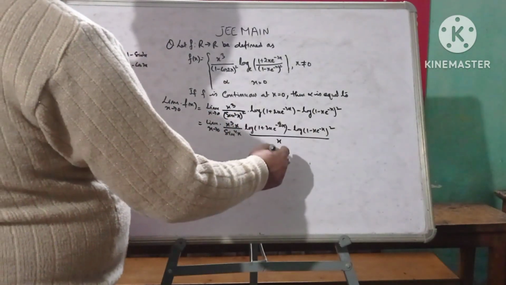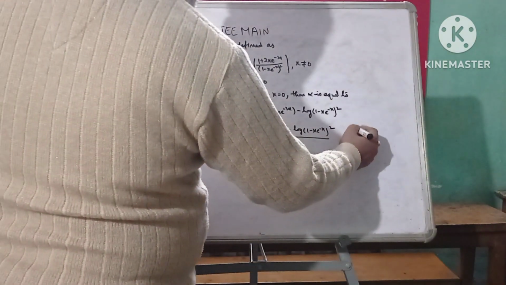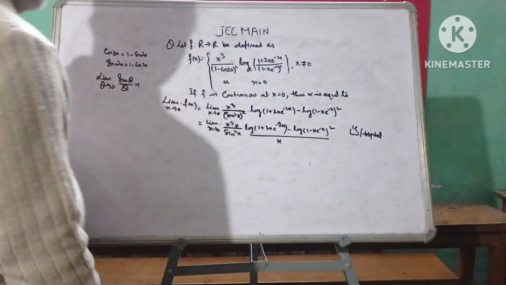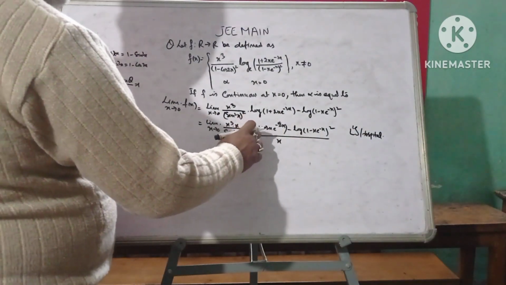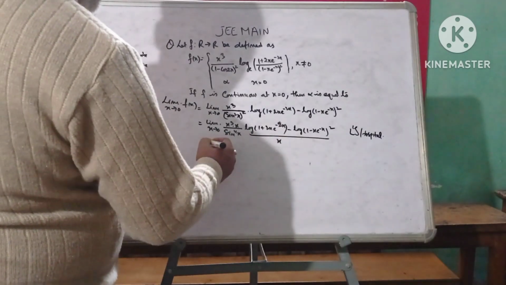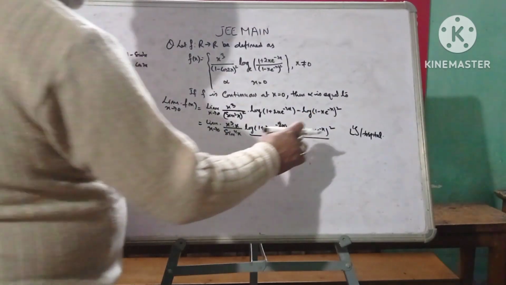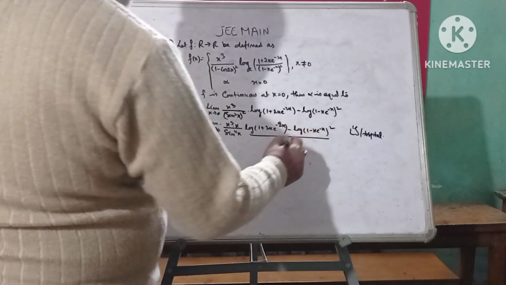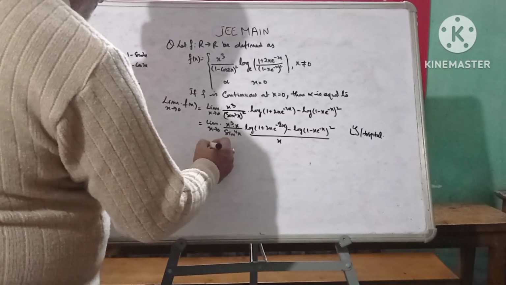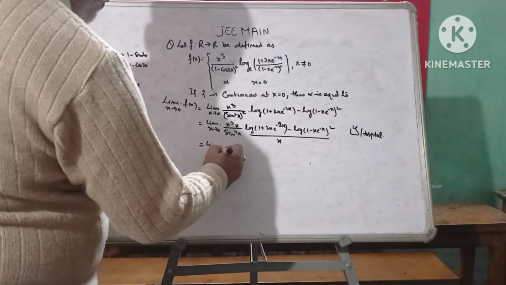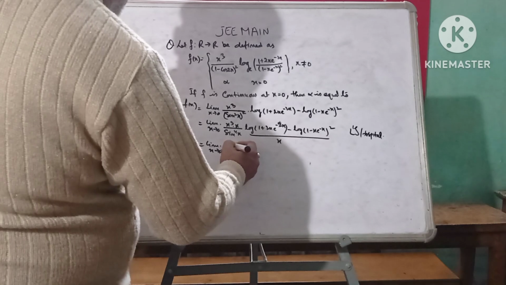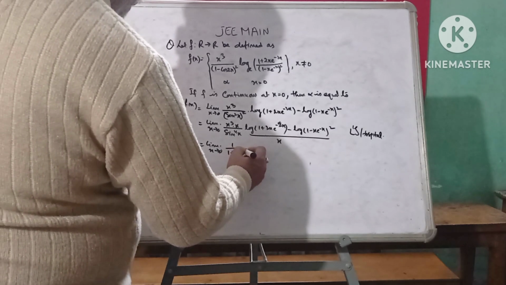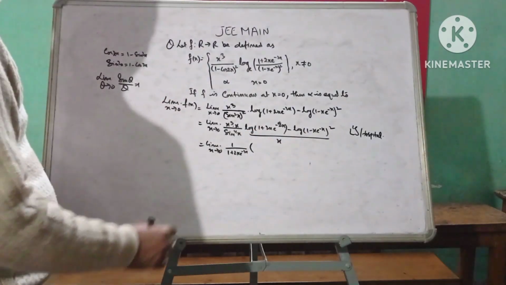And here we are going to apply L'Hospital's rule. So here this is 1. We are going to differentiate the numerator and the denominator. When we differentiate, here it will be 2. So this will be limit x tends to 0. If you differentiate this, by chain rule it will be 1 by (1 plus 2x) e to the power of minus 2x, and here this is 0.